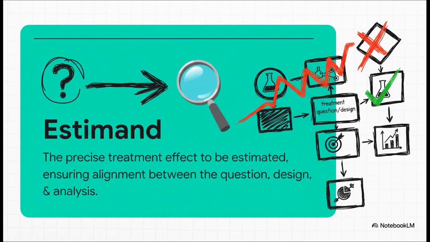Okay, once the question is set, you have to define exactly what it is you plan to measure. This is called the Estimand. The best way to think about it is like a contract you sign with yourself before you ever see the data. It locks in the precise treatment effect you're going for, and it stops that very human temptation to move the goalposts or reinterpret things after you see the results. It's a powerful weapon against bias.